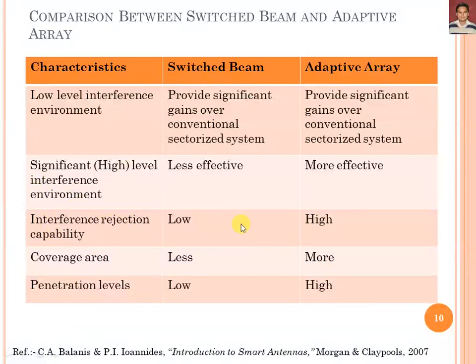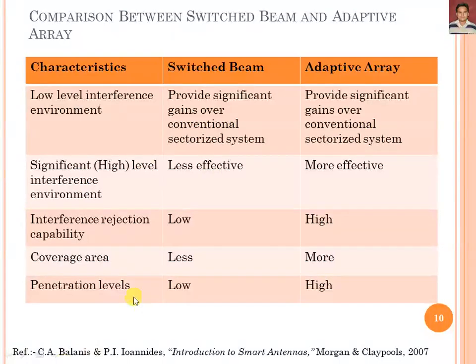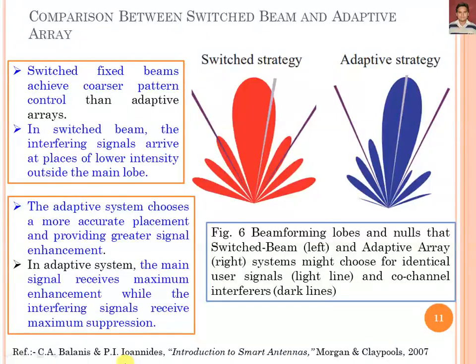Interference rejection capability is low in the case of switched beam but high in the case of the adaptive array system. Coverage area is less in switched beam and more in the case of adaptive. You can see from this figure that the coverage area is very small compared with the conventional sectorized system, but in the case of adaptive we can enhance the coverage area of the system. Penetration level is low in switched beam and high in the case of the adaptive array. So we have compared the switched beam and adaptive beam patterns.